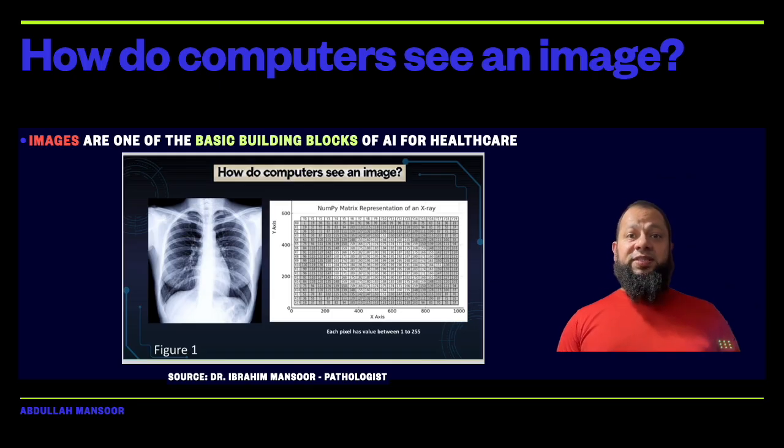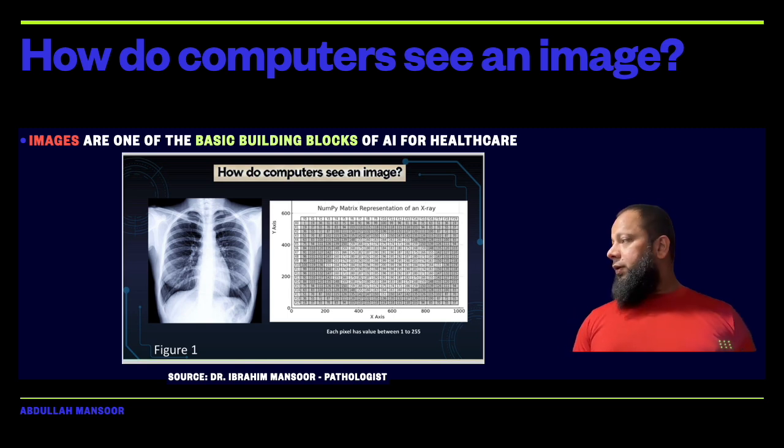How do computers see an image? Images are one of the basic building blocks of AI for healthcare. Let's take a look at this figure. Wow, it's a grayscale image of an X-ray. So this can be represented in a computer with the help of a matrix, and in Python this can be a NumPy matrix.